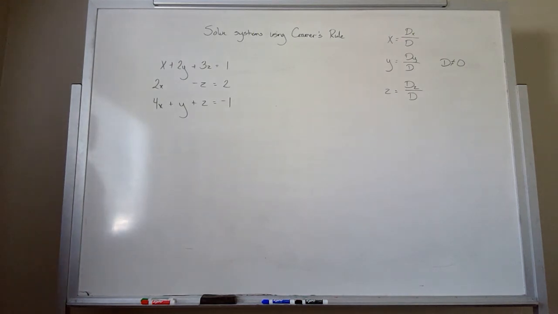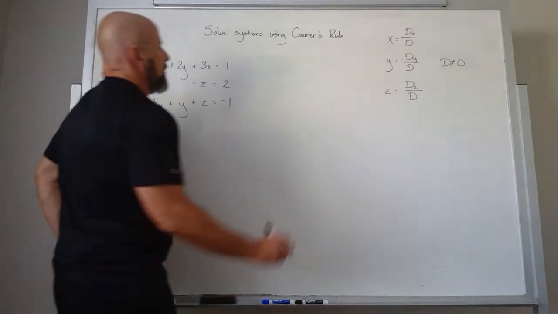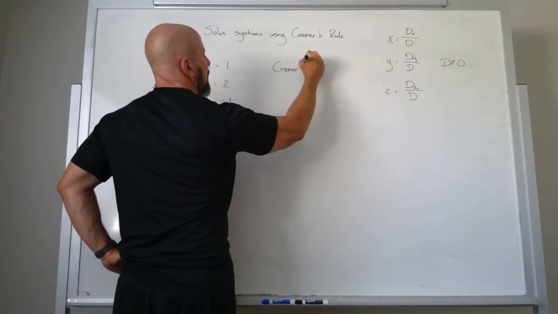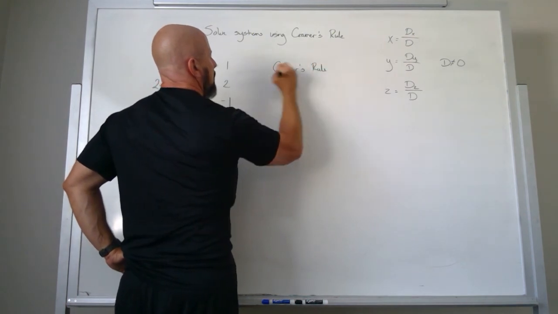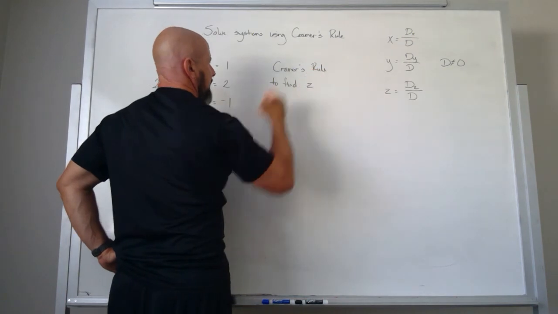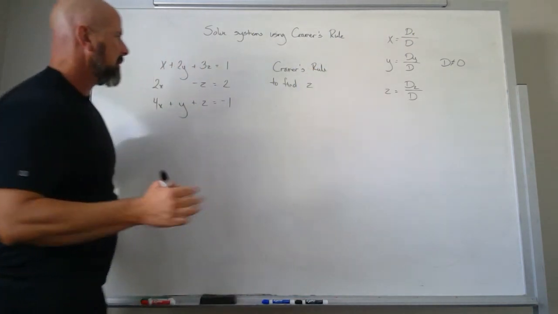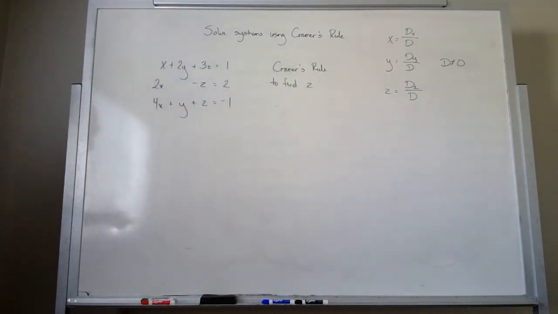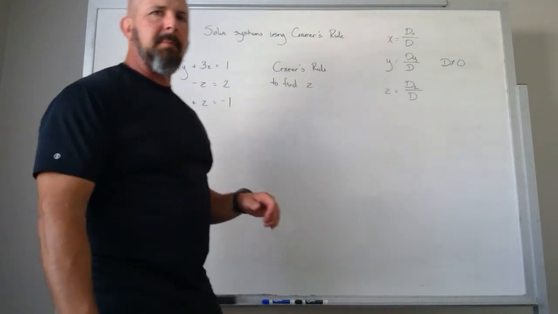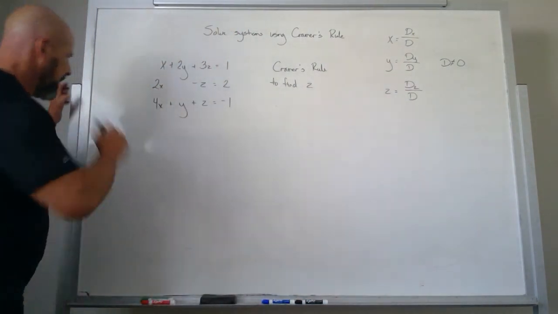And what we're going to do, let's use Cramer's rule to find, and let's just go with z. Instead of finding all three, we're going to find z. We still have to find the base determinant and then the D sub z. So we'll need these two. So I'm going to go find that base determinant first.